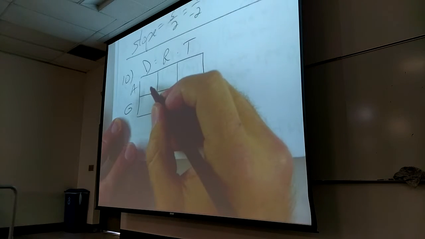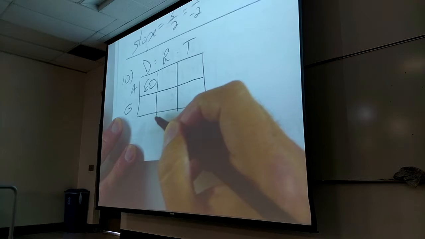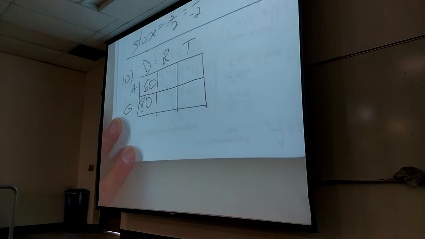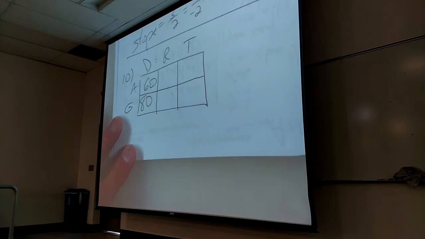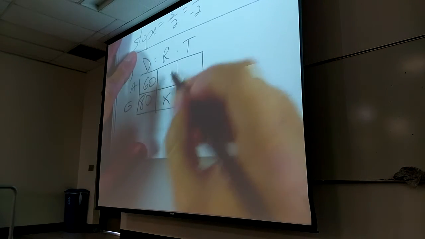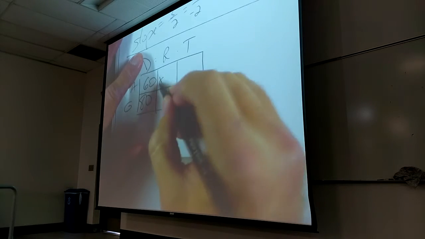Yeah, Alex went 60 miles. George went 80 miles. That feels good. Just numbers. Now you have to bring some algebra in, right? Which one of these guys is going to be just x for their speed? George. Because Alex is traveling 4 miles an hour slower than George, so whatever George is, Alex is going to be built off of that. So if I make George x, what's Alex going to be? x minus 4.